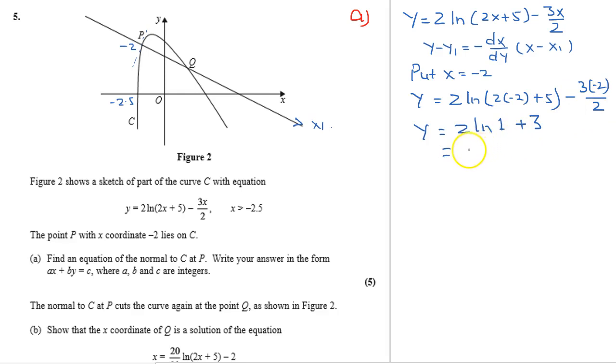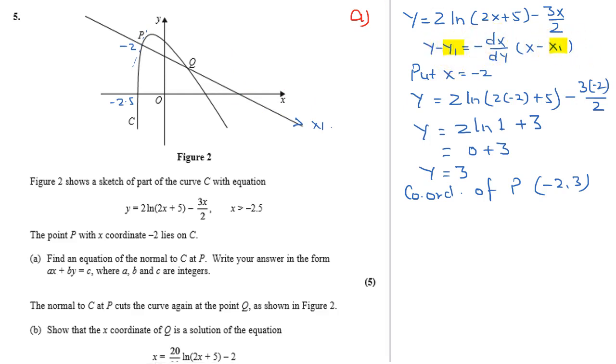So that will be 0 plus 3, so y is 3. So the coordinate of P will be minus 2 and 3. Now to find the equation of a normal, we have got y1 and we have got x1.